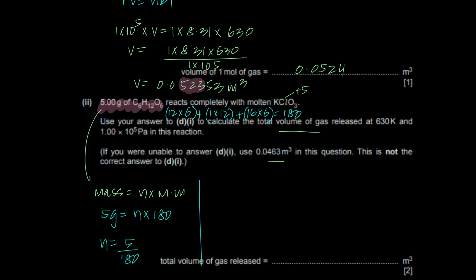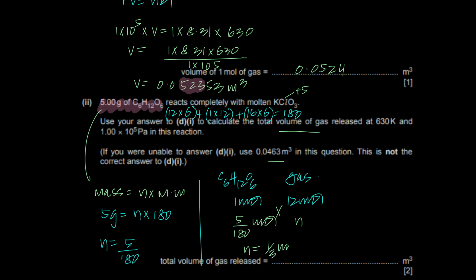These are the moles of glucose. I don't want to write the decimals, you can if you want. But now I don't need glucose. I have to go from glucose's moles to the moles of gas. And I know 1 mole of glucose gives me 12 moles of gas, 6 moles of carbon dioxide and 6 moles of H2O. So if you have 5 divided by 180 moles of glucose, how many moles of gas do you get? Cross multiply, what do you get? 5 divided by 180 times 12 gives me 1 over 3 moles. These are the moles of gas.